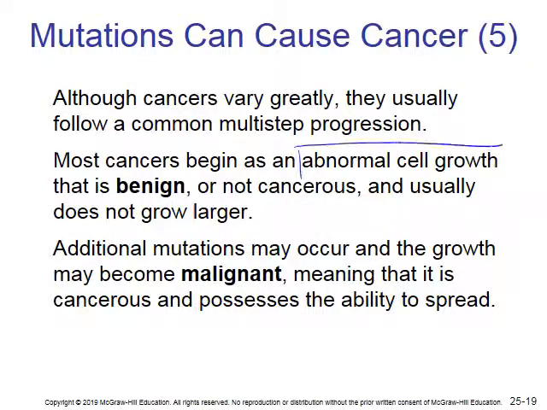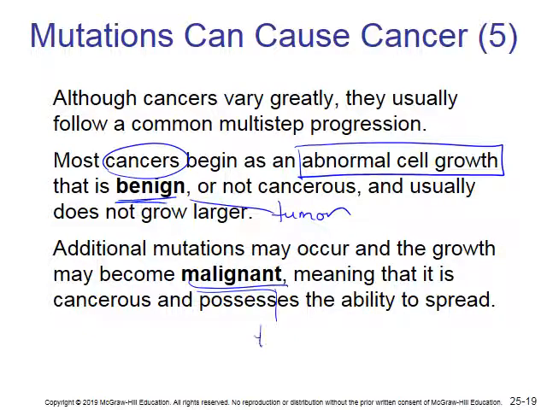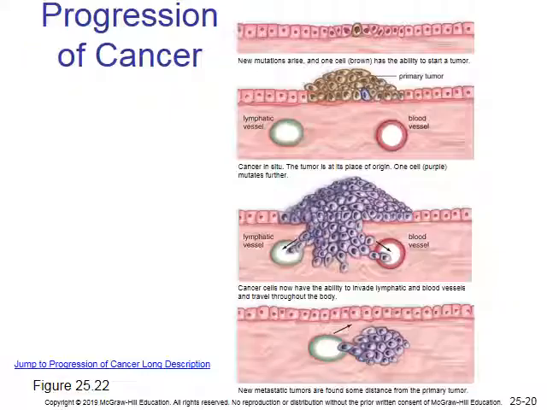So not all abnormal cell growth is going to be cancer. You can have a benign tumor, or you could have a malignant tumor. So benign, it doesn't really grow, it's not cancerous. If it's a malignant tumor, it has the ability to spread throughout your body. So think of organs you would not want to have cancer, right? Pancreas, liver, gallbladder, intestines, right?